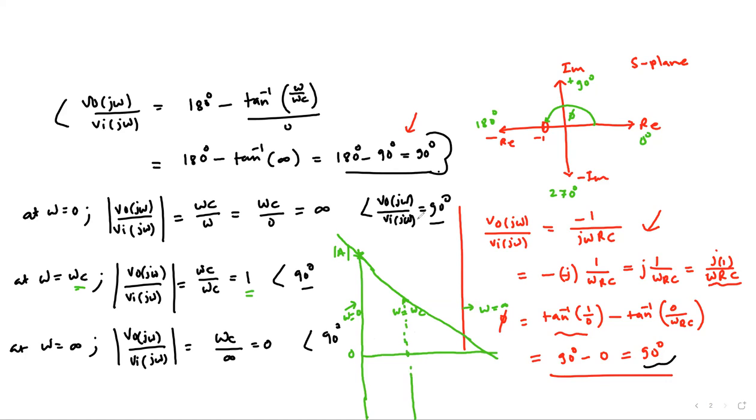But what about the phase? That is the angle. The phase is always having the value for all frequencies to be minus 90. This is a plus 90 actually. That's all.